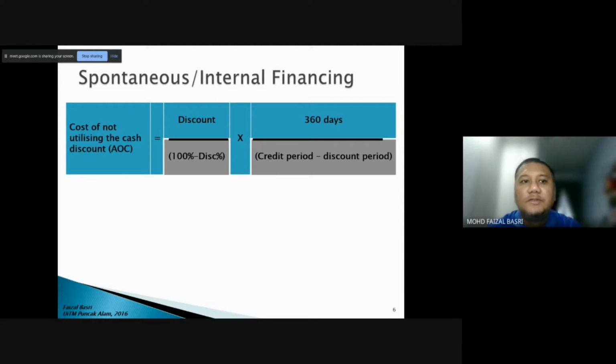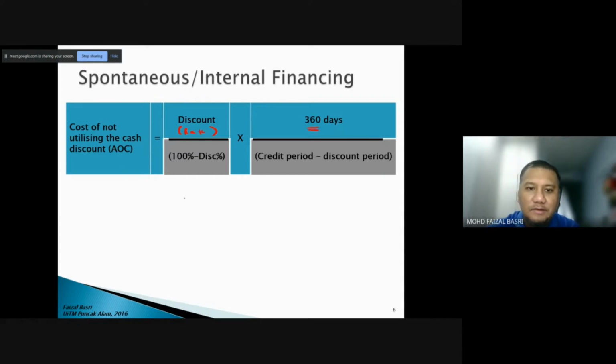So for internal financing, the formula will be the discount rate. We are talking about the rate here. What will be the discount rate? Divide by 100% minus discount, and then we multiply with 360. This 360 will be fixed. And we divide with credit period minus discount period.